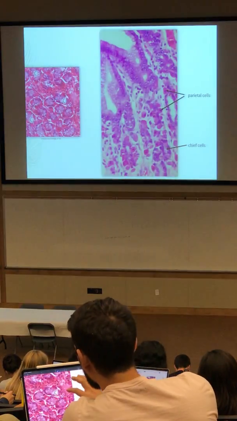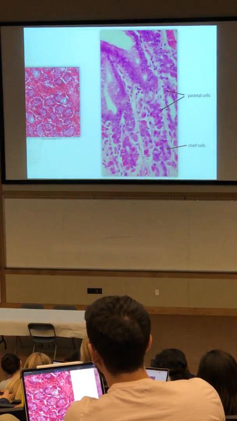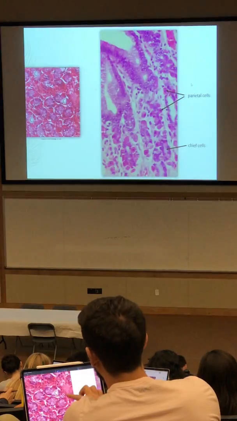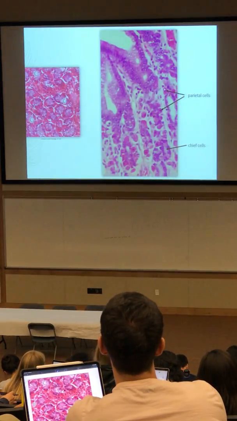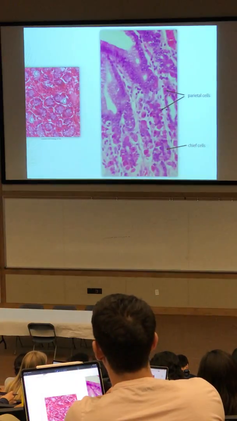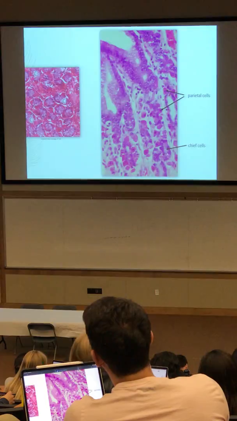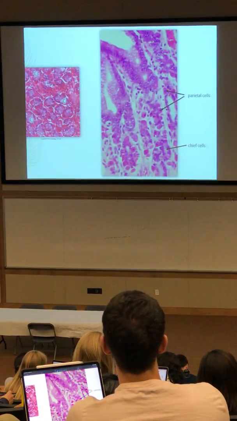So notice the purple cells here. Those are the chief cells. And these large pink cells are the parietal cells. So their staining is very, very different. They're easy to differentiate. Once again, on this picture on your right, the big pink cells are the parietal cells, and these more nondescript blue or purple cells are the chief cells. So parietal cells are easy to pick out.